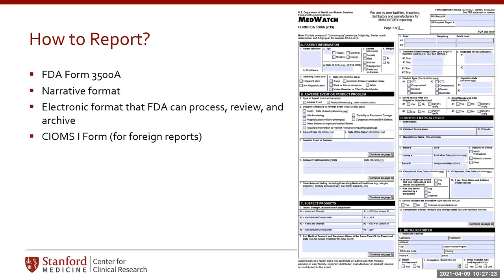How do you report? The most common way to report is to use FDA Form 3500A or MedWatch. It has all the relevant fields. It is most commonly what you see when you get those reports from the sponsor. But the regulations allow for additional ways to report. You can submit a narrative format, you can submit electronic format, and you can use the foreign equivalent of the FDA form, the CIOMS I form, and FDA will accept that one as well.